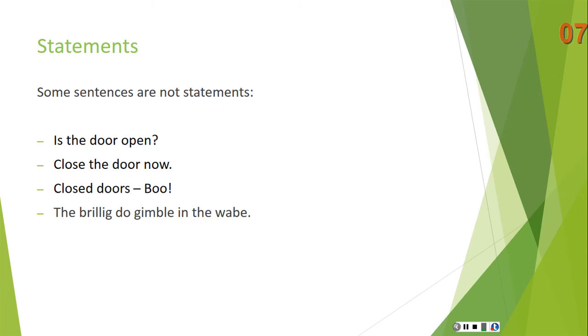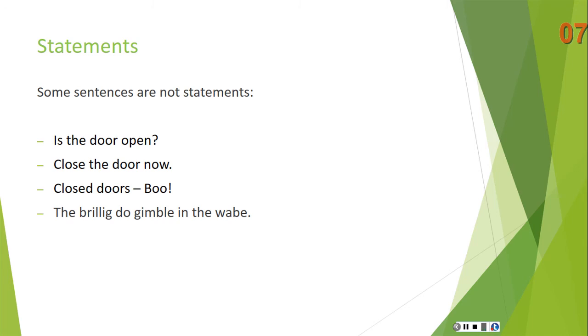Some sentences are not statements. Is the door open? That's a question. It's not true and it's not false. You're just requesting information. Close the door now. That's a command. That's not true or false. It doesn't even make sense to say, close the door now, that's true. No, you can say the door is closed, and that's true, or you could say the door is open, and that's true. But just to say, close the door, you're not saying anything that's true or false. You're just offering a command.